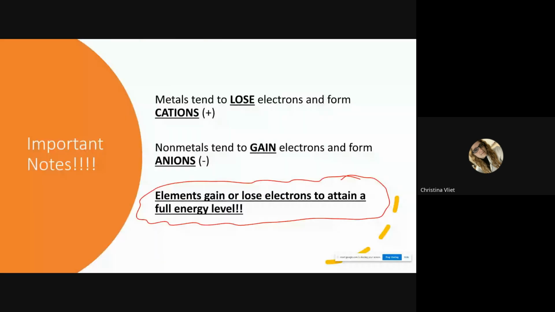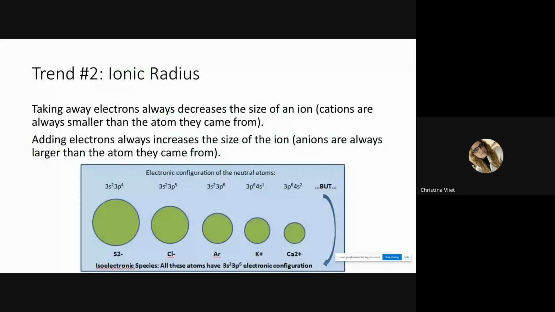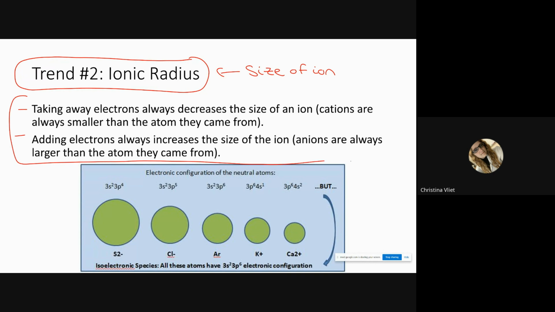So this leads us to trend number 2. Trend number 2 is related to trend number 1, but it's not exactly the same. Trend number 2 is called ionic radius, and you're going to think of this as size of ion. So what is the size of the ion in comparison to the size of the atom? I have the information here, so you're going to want to write this down first, and then I will explain it like I did for atomic radius.